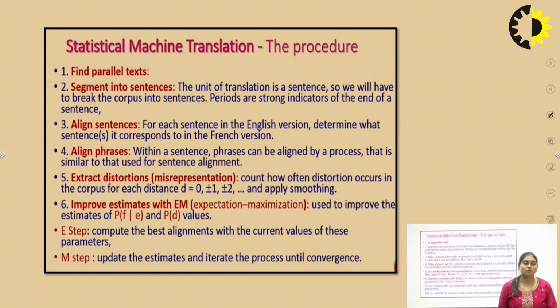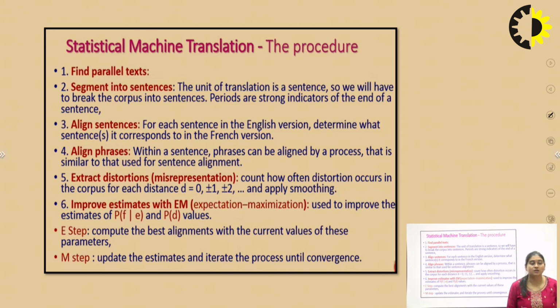And then we have to find the misrepresentation, that is the distortion, or you can say D. So extract the distortion: count how often each distortion distance occurs in the corpus. It can be represented by values. It can be 0 if there is no movement. It can be +1, it can be -1. So the value can be positive, negative, or 0 based on the movement or distortion. And then we have to apply smoothing to correct that.